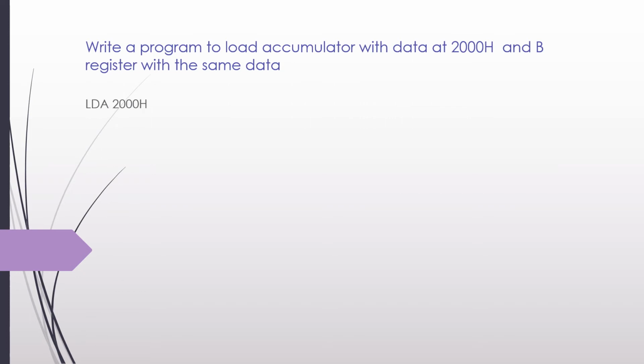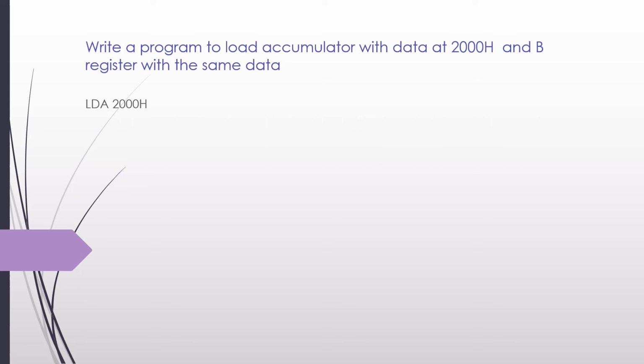The memory location is 2000, and you are directly shifting the data to the accumulator. See, there is another way: you point to the memory location by using LXI H, 2000 and then move the contents of memory to the accumulator. That is also possible.